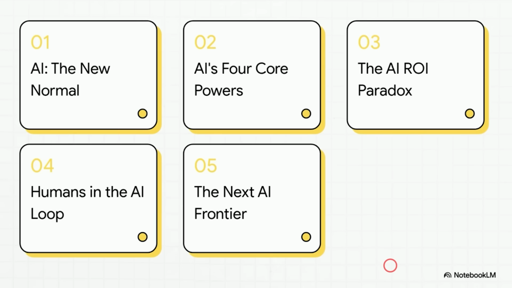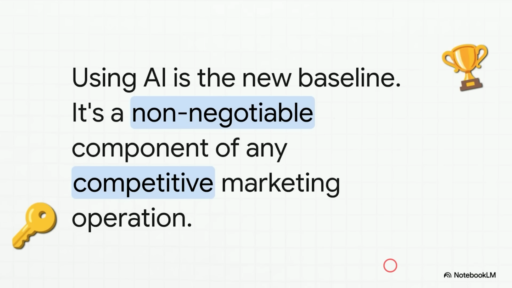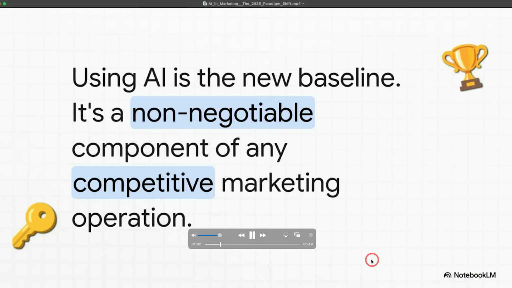We'll kick off with AI as the new baseline. Then we'll break down its four core powers. We'll dig into the weird paradox of measuring its ROI, explore where we humans fit in, and finally, we'll take a peek over the horizon at what's coming next. All right, let's dive right into our first section. The most important mindset shift is this. In 2025, using AI in your marketing isn't about getting a competitive advantage anymore. It is simply the new price of admission. AI has become a foundational layer, a totally non-negotiable part of the toolkit.